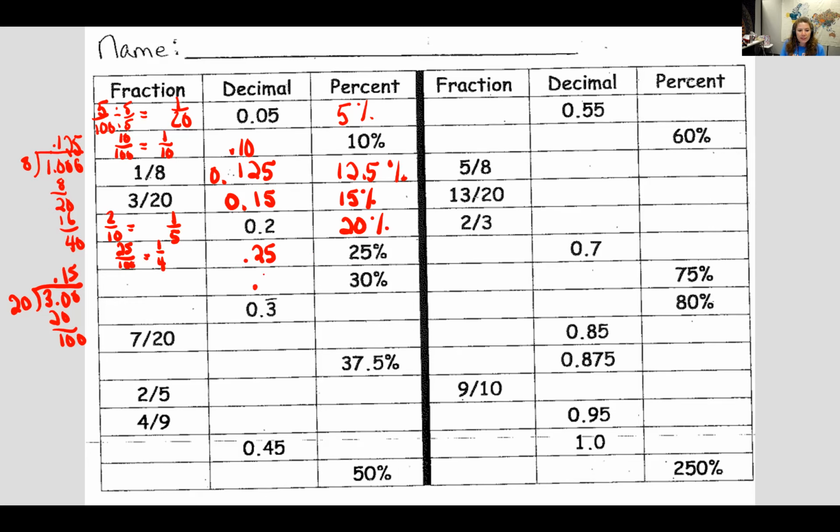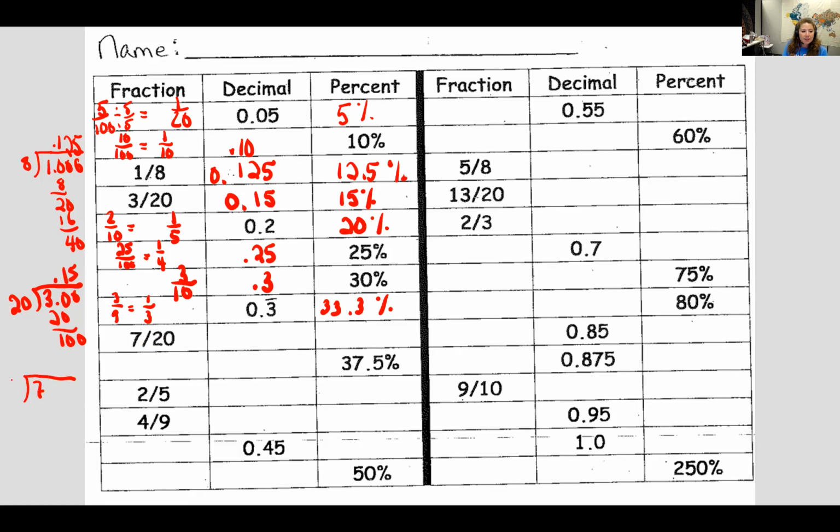30% is 0.3 or 0.30, which is 3/10ths. 0.3333, move our decimal 2 places to the right, and our percent will be 33.3%. And then remember what I said about how many numbers repeat. 1 number's repeating, so we put 3 over 9, and then simplify by dividing both numbers by 3, which is 1/3.